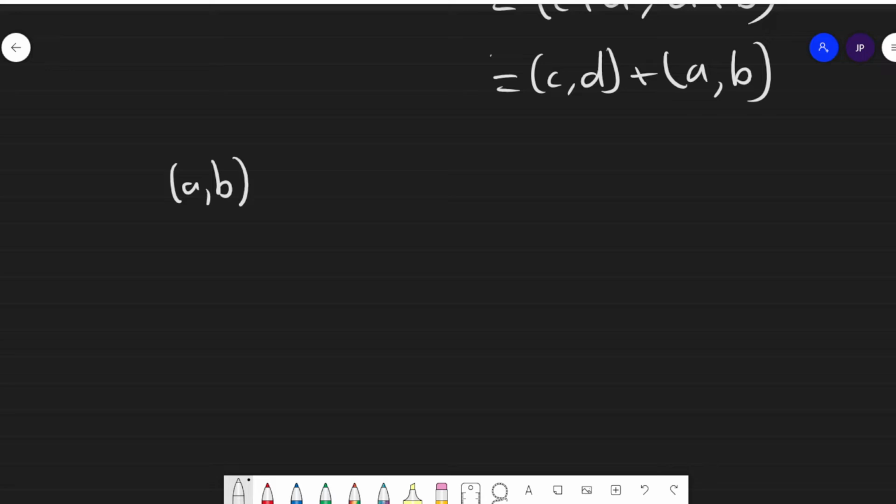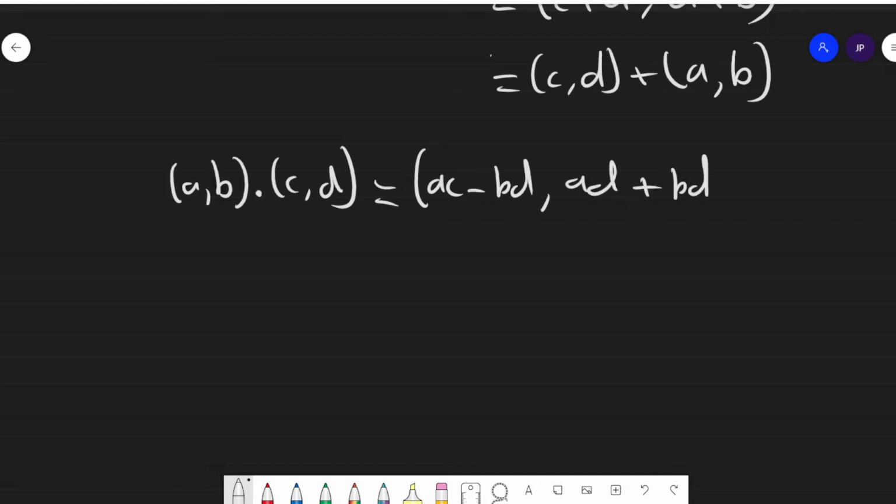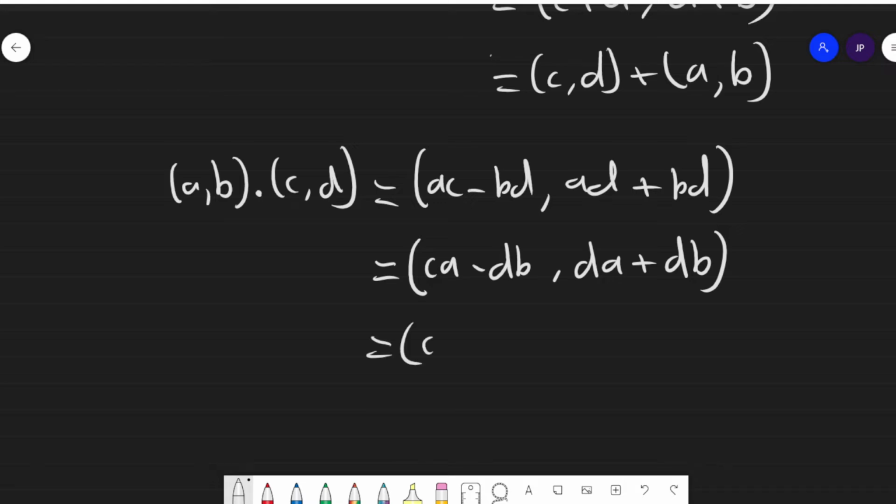For the product, we have to check whether that commutes. We have AB times CD. And so the product says it's going to be AC minus BD, and then AD plus BC. Now, again, because A, B, C, D are all elements of a field, they do commute with multiplication. So I am more than welcome to write this as DA. So this is just this. Okay.